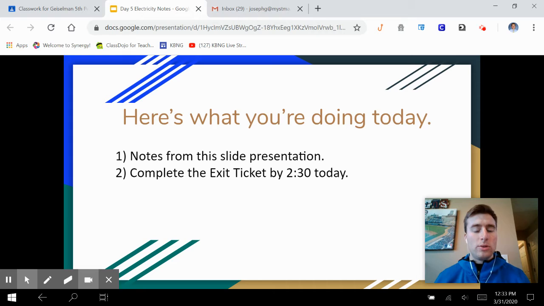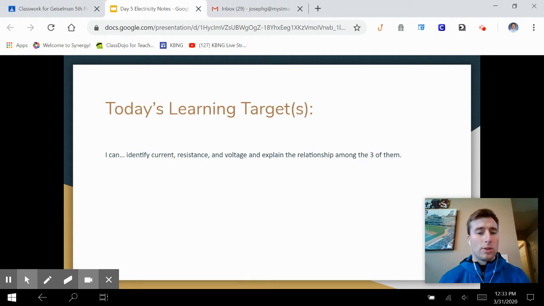So today what we're going to do is you have the slides presentation to go through, and then you also have your exit ticket for today to go through. And we're going to go over a little bit more about each here in a sec. So today we're going to be trying to identify current, resistance, and voltage. This is something we call Ohm's law. So we're going to be talking a little bit about that and the relationship between current and voltage, current and resistance, and voltage and resistance.